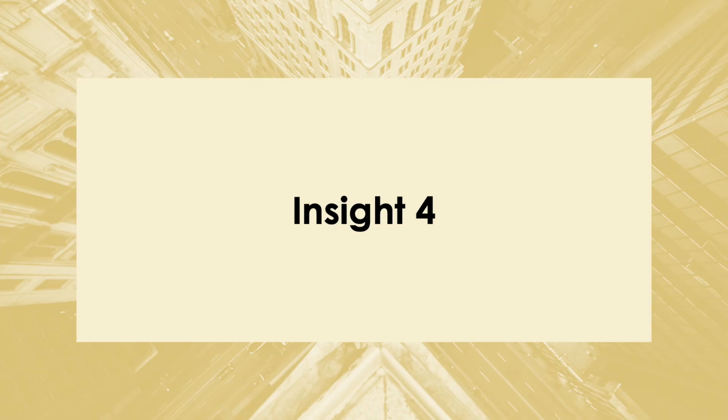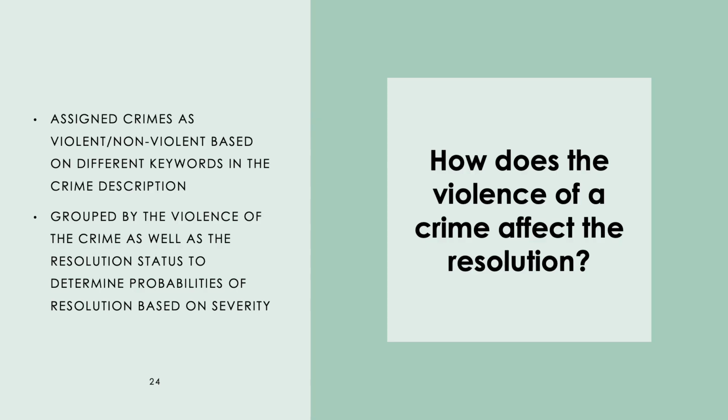Moving on to the next insight. The next question that I wanted to answer was, how does the violence of a crime affect its resolution, whether an arrest was made, whether the investigation was ongoing, and so on. So to do this, we assign crimes violent or non-violent based on different keywords, and then we group by those statuses and determine the probability.